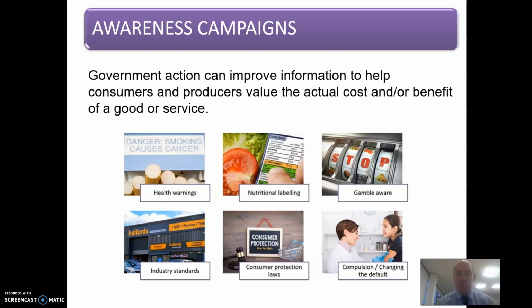In terms of what the government is trying to do, it's trying to ensure that individuals have enough information so that they value the actual cost or benefit of a good or service fully. In the image you can see nutritional labelling. So for example, when people are picking up food, it gives them that opportunity to ensure that they've got the information needed to make the correct purchase. On the left, health warnings, that sign that says danger, smoking causes cancer, normally with some images showing the harm that it can do as well.